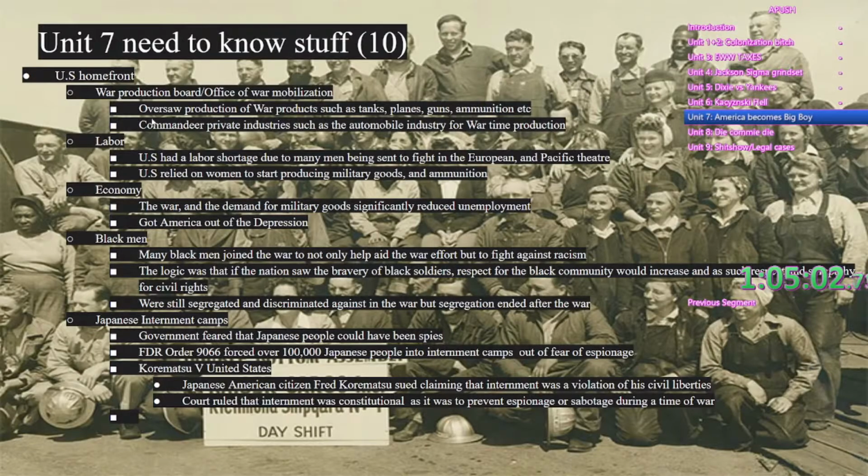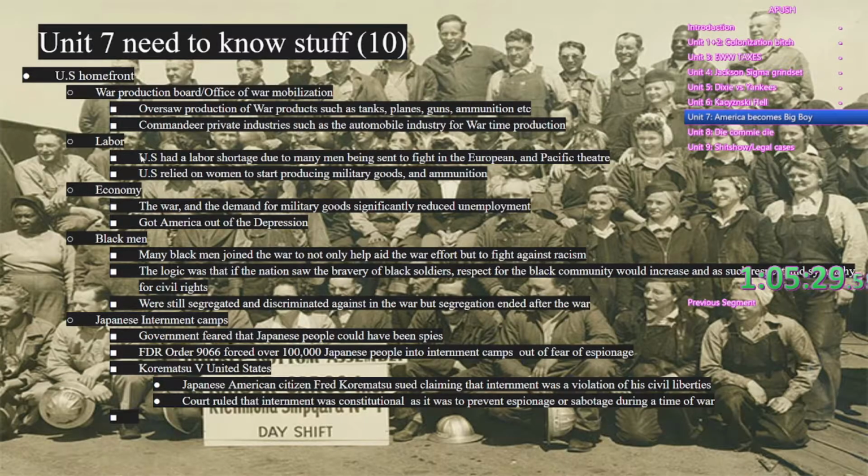For the U.S. home front, similar to World War One, FDR established the War Production Board and the Office of War Mobilization, which oversaw the production of war products, such as weapons and explosives. They also commandeered private industries such as the automobile industry for wartime production.